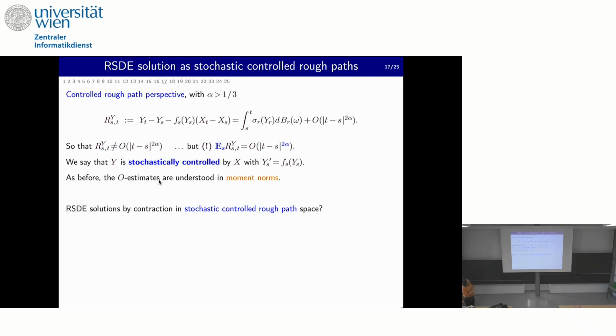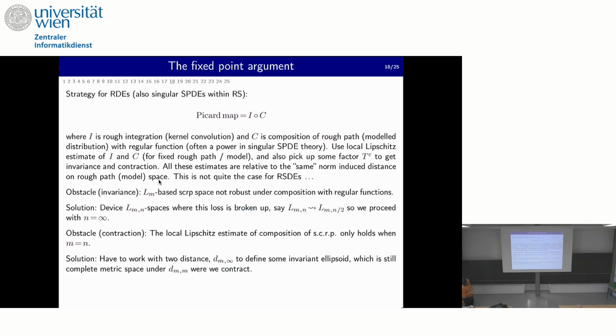All right. So how do you go off? Now you say, okay, we have understood. So we can put all these guys into the right norms, put the Banach structure, then you just prove that you have invariance of some ball and contraction, and it's all done. It's almost, not quite. So let me review the strategy for RDEs.